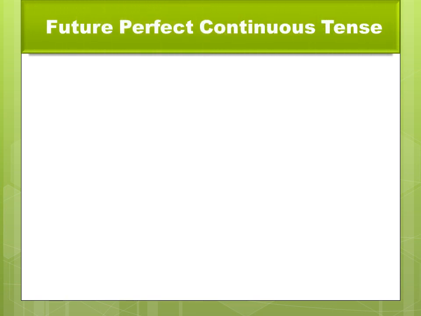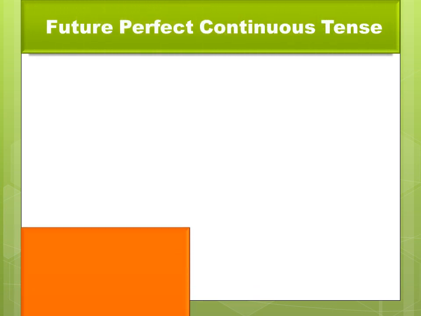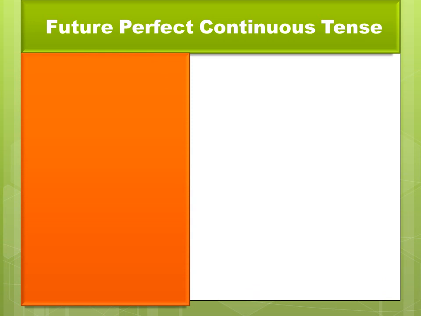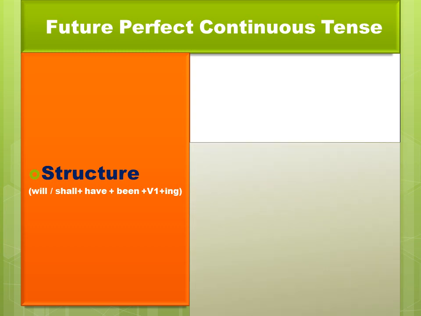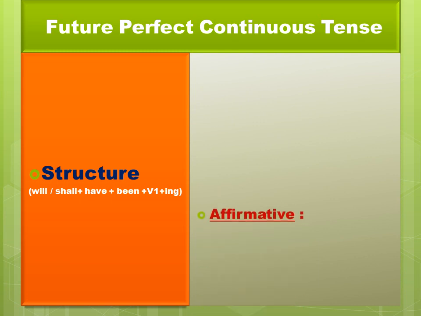We use the future perfect continuous tense to show that something will continue up until a particular event or time in the future. Now let's see the structure for future perfect continuous tense. And it is will or shall plus have been plus V1 plus ing. Now let's learn how to frame an affirmative statement.